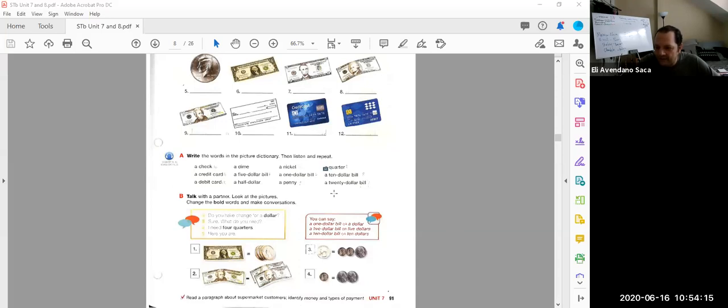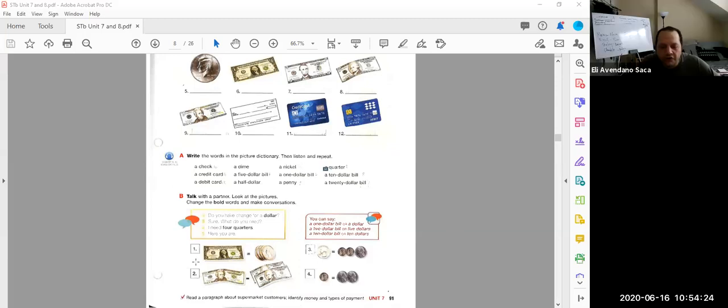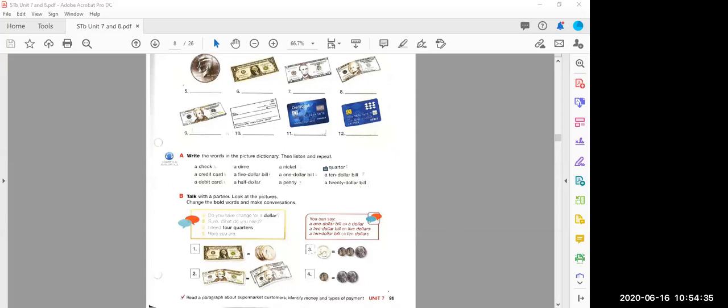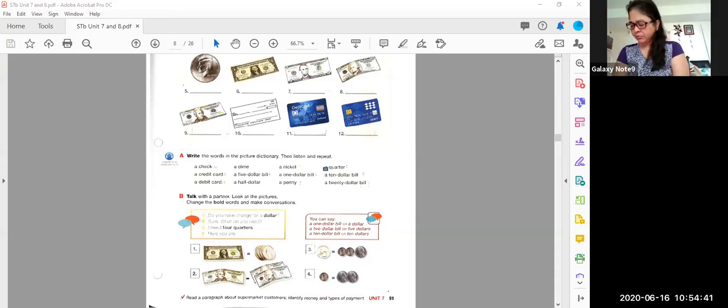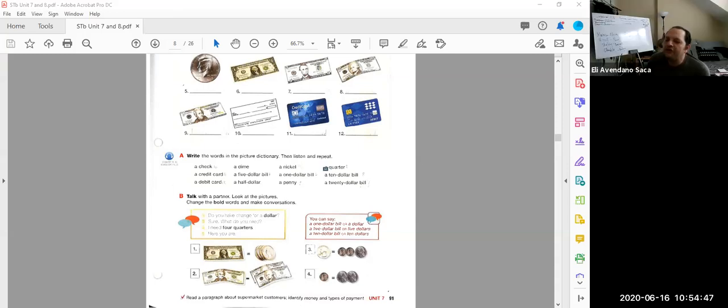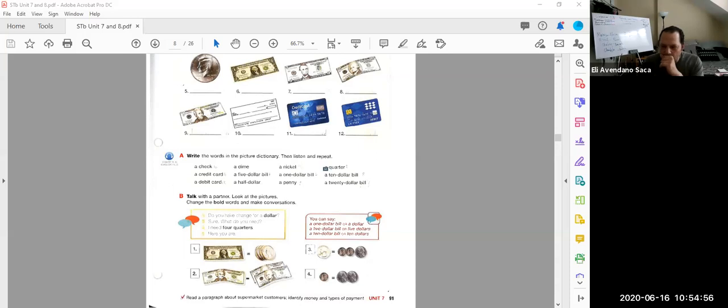Now, al revés. Angie? Number two. Do you have change for a dollar? No, number two, mama, a 20. Oh. Do you have change for a $20? Sure, what do you need? I need two tens, please. Here you are. All right. So we can say two tens, or we can say two $10 bills. Right. Two $10 bills. All right. Very good.